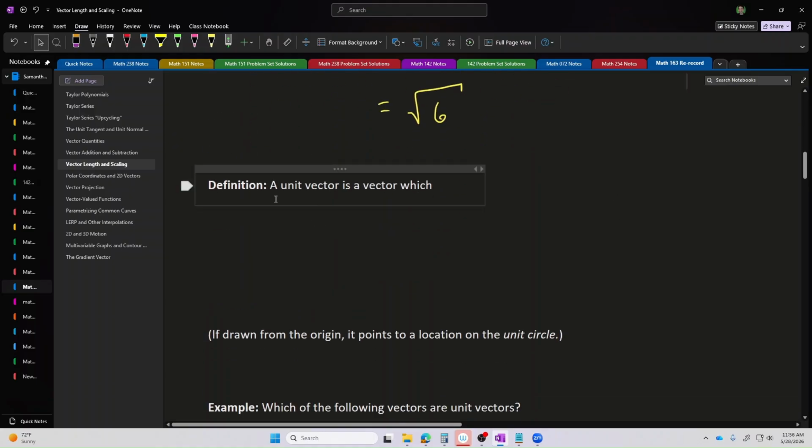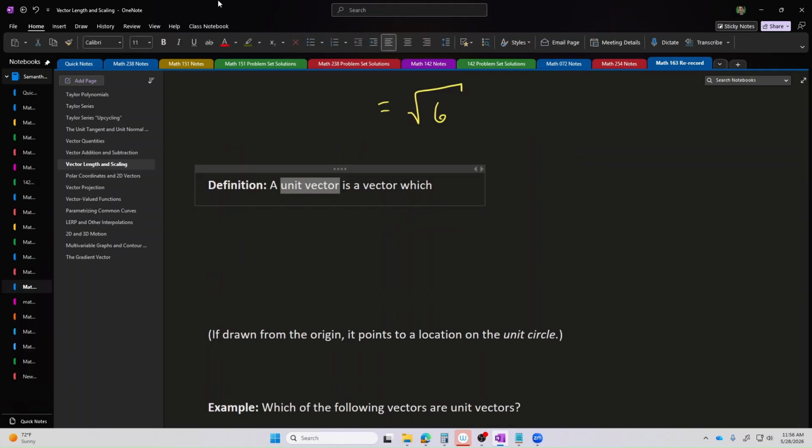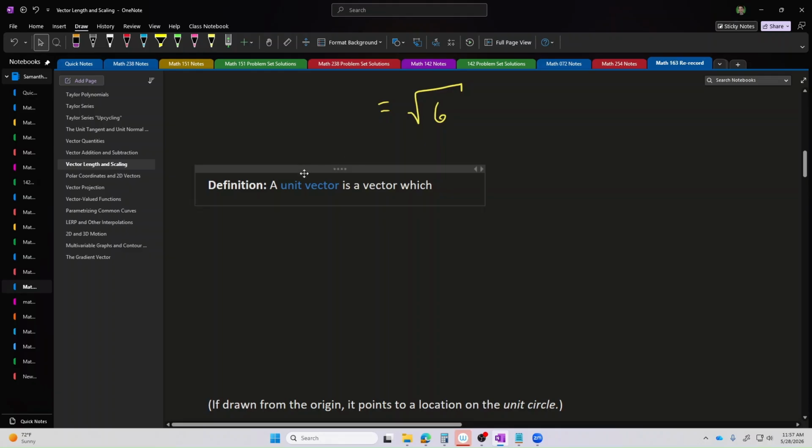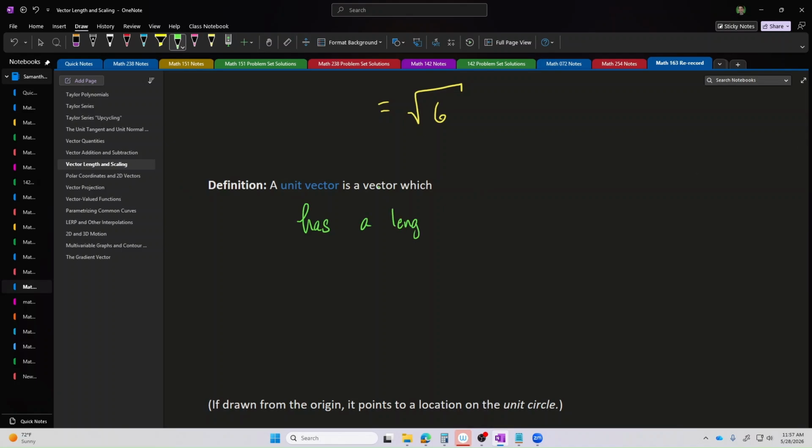Now, some terminology here, which for our class is going to be very, very important. It's this piece of terminology that is actually the entire reason that I started giving language tests in the class. So a unit vector is a vector which has a length of exactly 1. A unit vector is a vector of length 1.